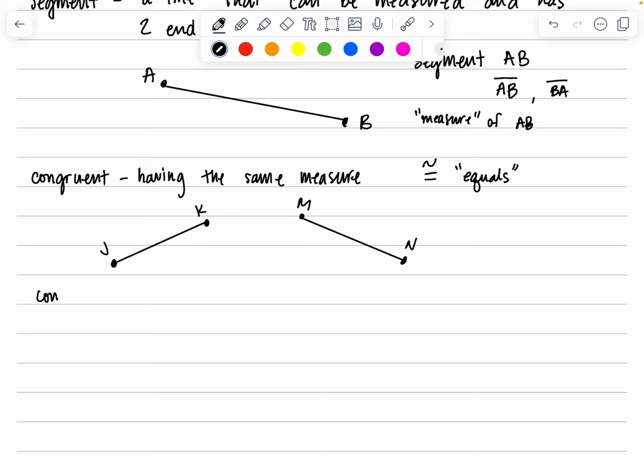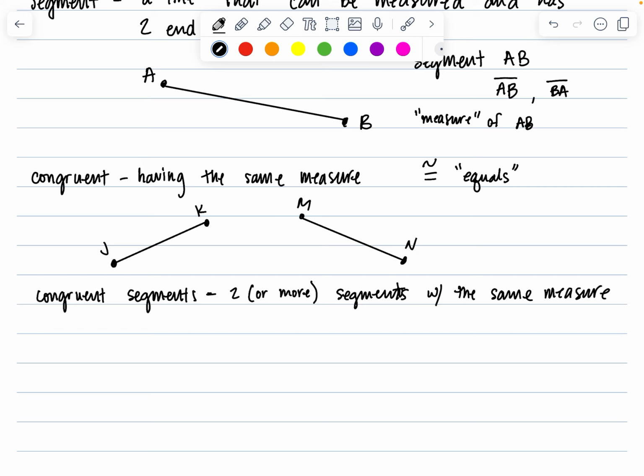So if I said we have congruent segments, we should know congruent segments just means there are 2 (or more) segments with the same measure. So if I said, for instance, JK had a distance of 2 blocks, oop, let's do this in pink. Anything I write down in pink, you do not have to copy down. It's just more so for a visual lesson. Let's say 2 blocks is fine.